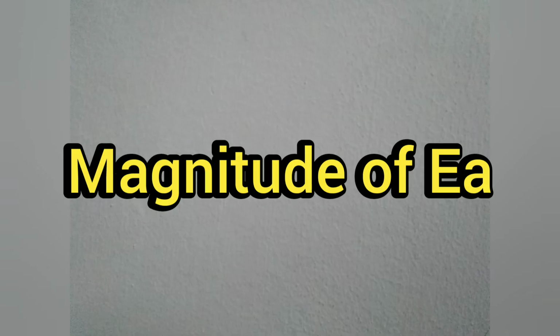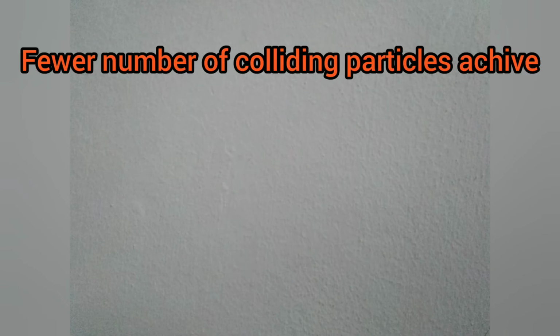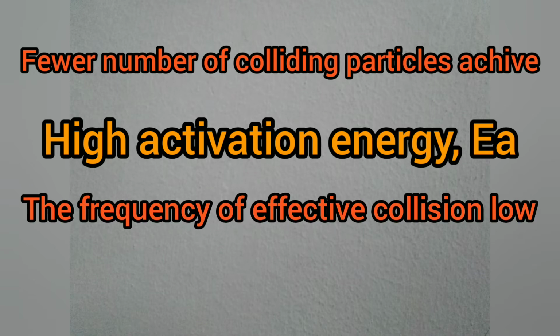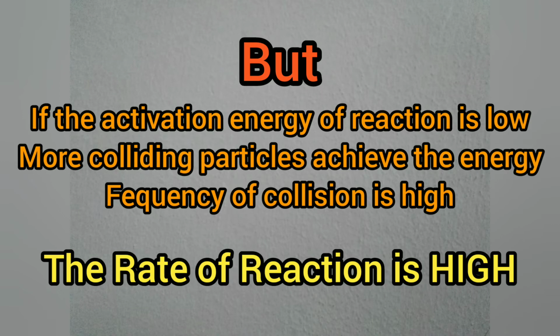Magnitude of activation energy. The value of activation energy is different for different reactions. If the activation energy of a reaction is high, fewer colliding particles are able to achieve this high energy. Hence, the frequency of effective collision is low. As a result, the rate of reaction is low. Conversely, if the activation energy of a reaction is low, the rate of reaction is high.